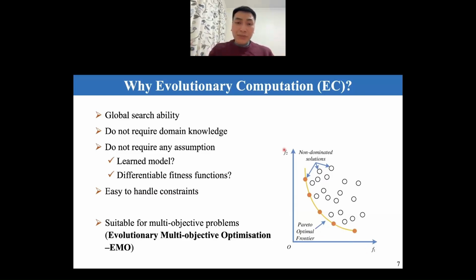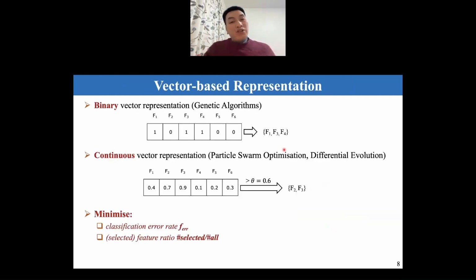here, okay? And in EC, EMO is one branch that has all the algorithms that can be used to handle multi-objective problems. And because feature selection is a multi-objective problem, EMO has also been used a lot for feature selection. Right, so when we talk about applying EC or EMO to any learning problem, the first and foremost two questions you have to answer are how to represent the problem to EMO, and what are the objective or fitness functions we're going to use for EMO, right?